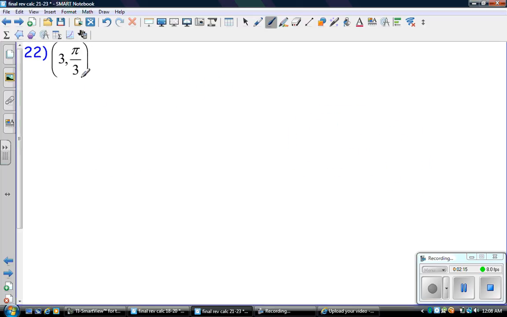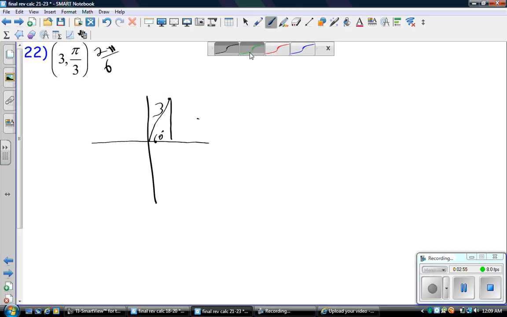Number 22, reverse of the process. This is in polar. We want to go to rectangular. Now, I mentioned this in class, I kind of think this is backwards. I like to do the rotation and then out. So pi over 3 would be 2 pi over 6. So 1/6, 2/6. This is a 60-degree reference then. 3 is how far out from the middle. 1, 2, 3.